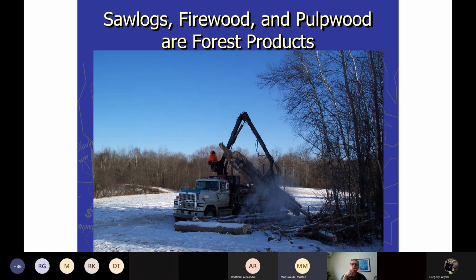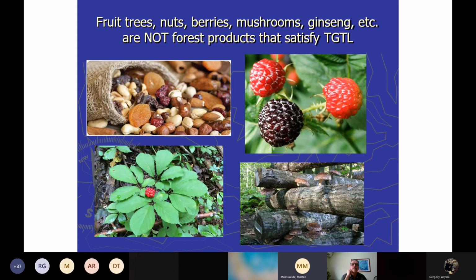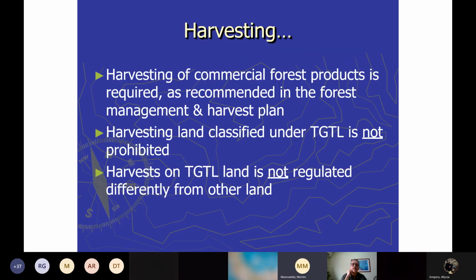So, harvesting. Unfortunately, there are quite a few misconceptions about tree growth that are out there, and we'll talk a bit more as we go along. A few of them revolve around harvesting. Harvesting of commercial forest products is required as recommended in the forest management and harvest plan that you have developed with your forester. So at some point you must show that you are actually harvesting commercial forest products. Unfortunately, the term tree growth is sometimes misunderstood to mean that you have to leave the trees there and keep them growing, and that's not true. Harvesting land is not prohibited under tree growth at all, quite the opposite. It's part of the intent of tree growth.